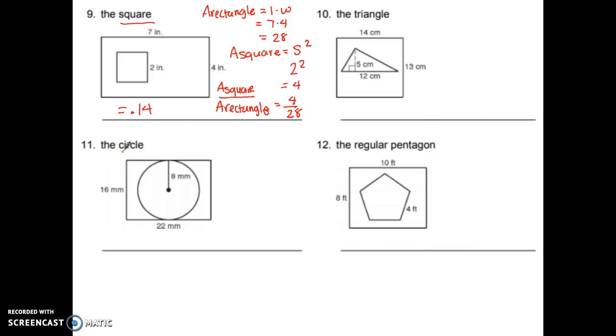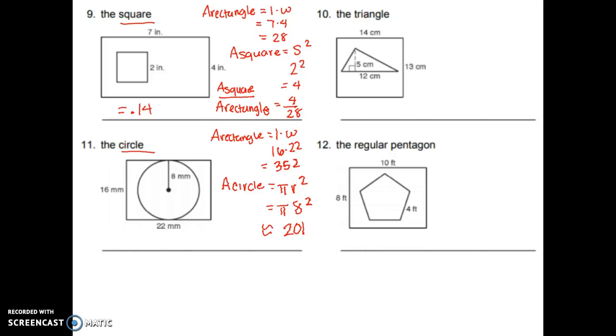So for example, in the circle, I'm going to need two things. I need the area of my rectangle as well as the area of my circle. So we said that was length times width, so we are going to say that's 16 times 22, which ends up being, I think, 352. For my circle, that is pi r squared. So that's going to be pi, my radius here is 8. I'm going to square that. And so we get approximately, I think it's going to be around 201.